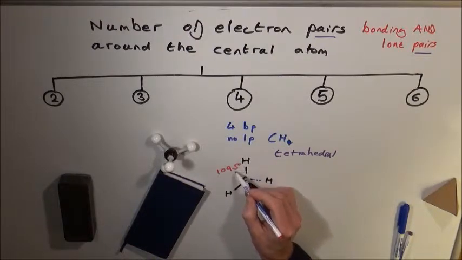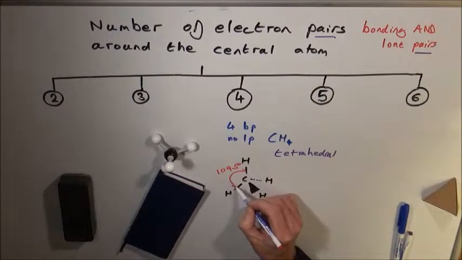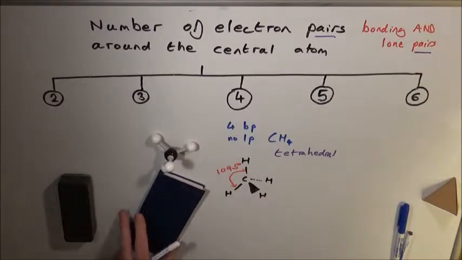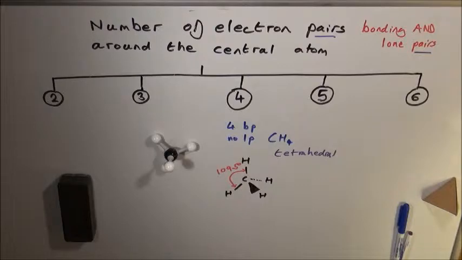109.5 degrees, and you do need to learn that as being the bond angle in a tetrahedral molecule or ion.